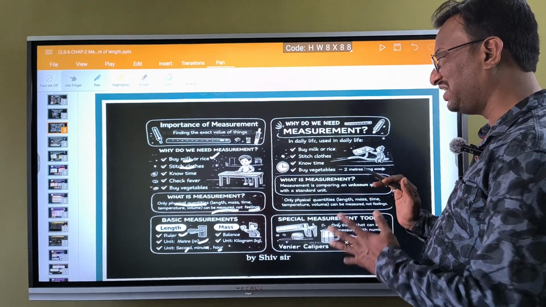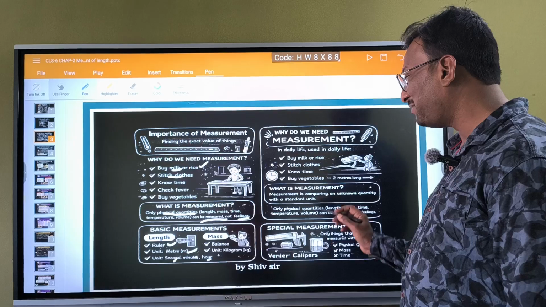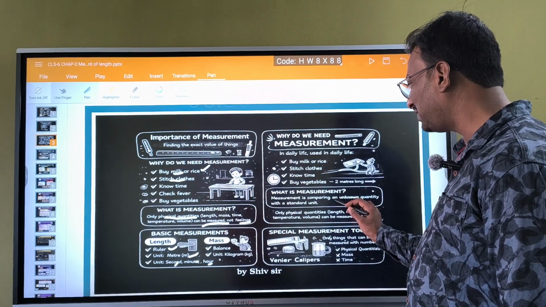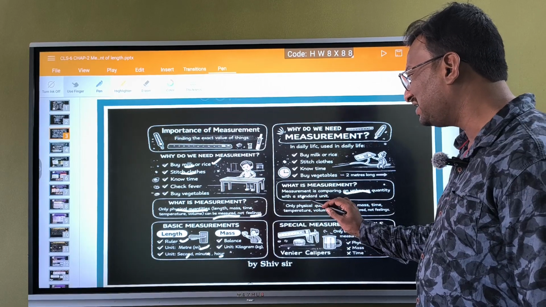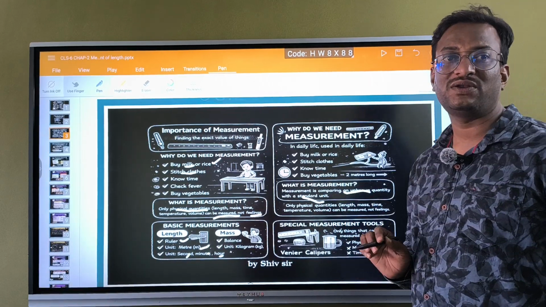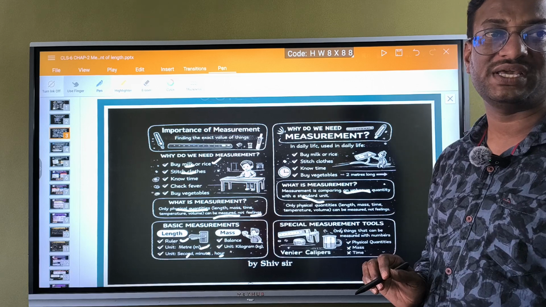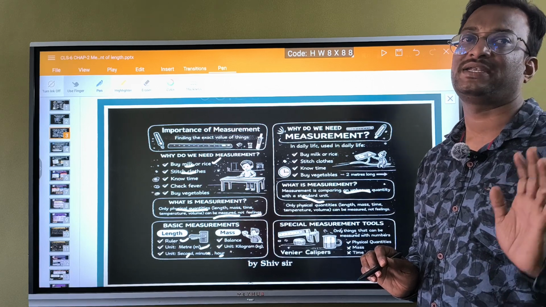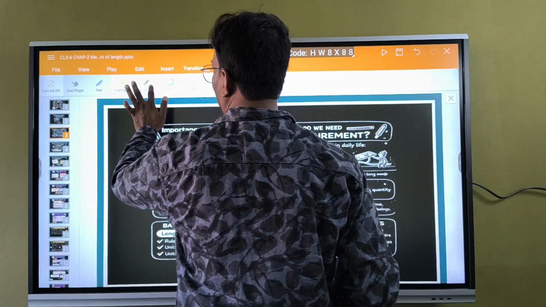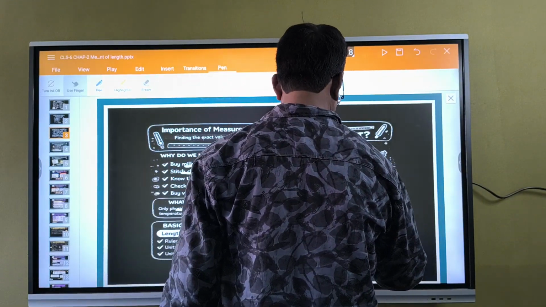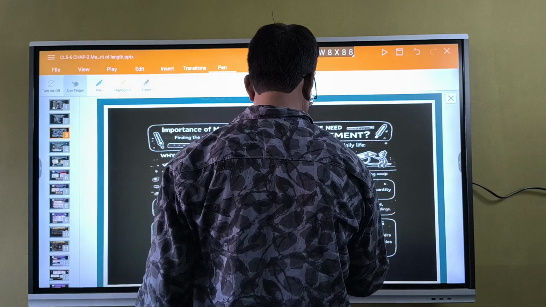What is measurement? Now we go for the definition of measurement. Measurement is comparing an unknown quantity with a standard unit. Comparing the unknown quantity with a standard unit is called measurement.